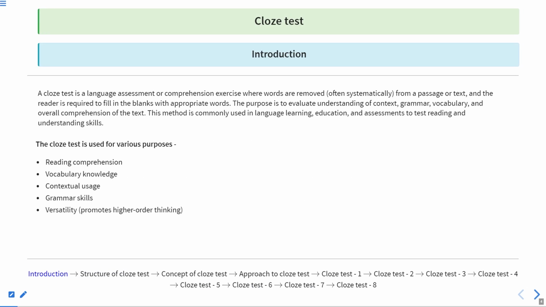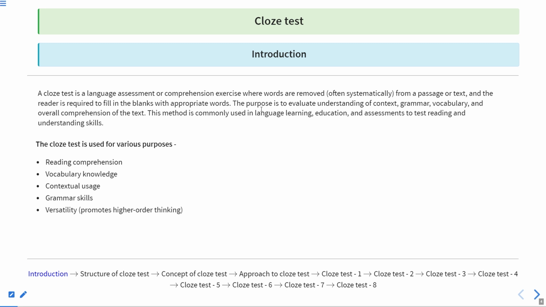So let us look at cloze test. A cloze test is a language assessment or comprehension exercise where words are removed. This is done often systematically from a passage or text, and the reader is required to fill in the blanks with appropriate words. So if we have a long sentence and in that certain words are removed, for example, if I remove the word assessment and give you 4 choices that you have to fill in one of these 4 choices instead of assessment, then it will become a cloze test. So this is what cloze tests are.